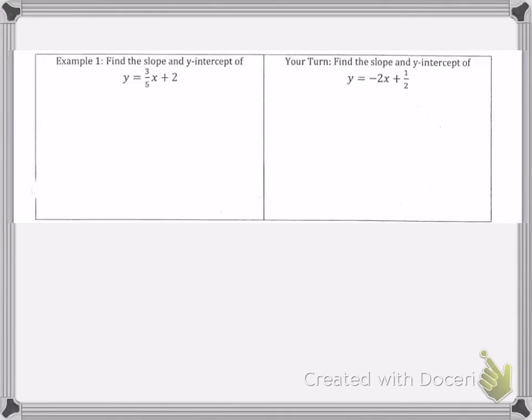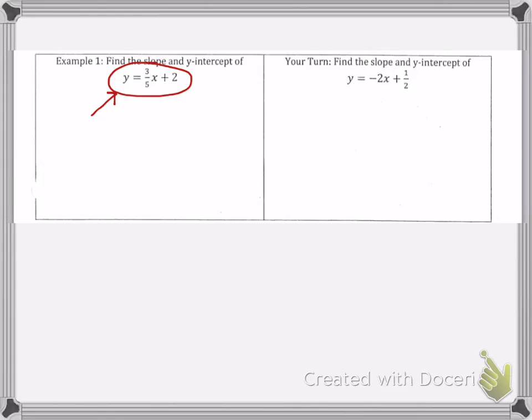So the work is really easy when you're looking at an equation like we are in example 1. In example 1, we're asked to find two things, the slope and the y-intercept of the equation y equals 3 over 5x plus 2. It's already solved for y. Y is alone on the left side, which you might remember from earlier on in chapter 8 when we manipulated formulas to get y alone. So that's a skill that you should have by now.